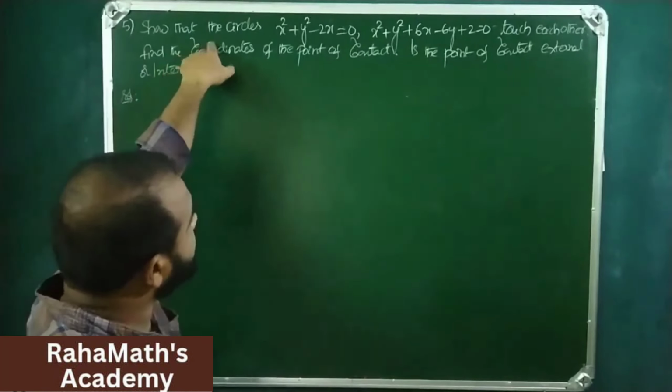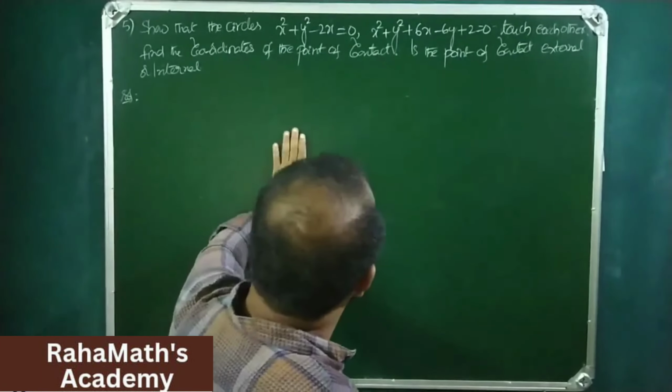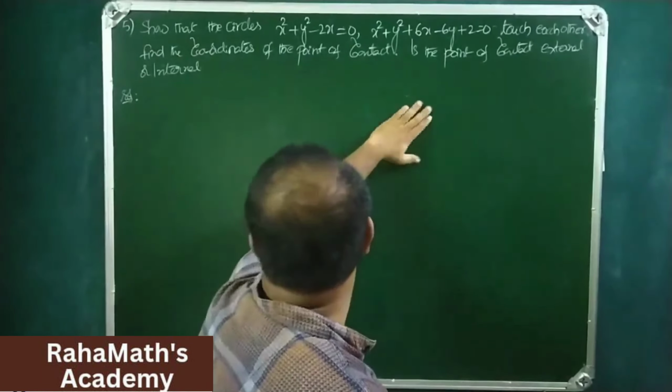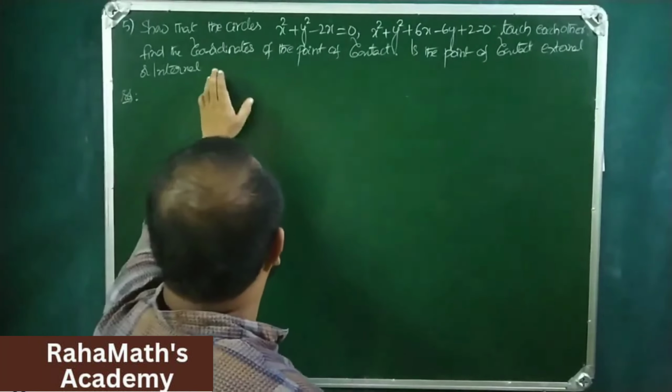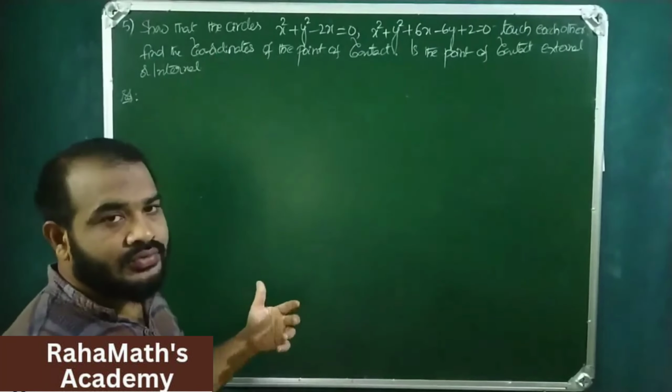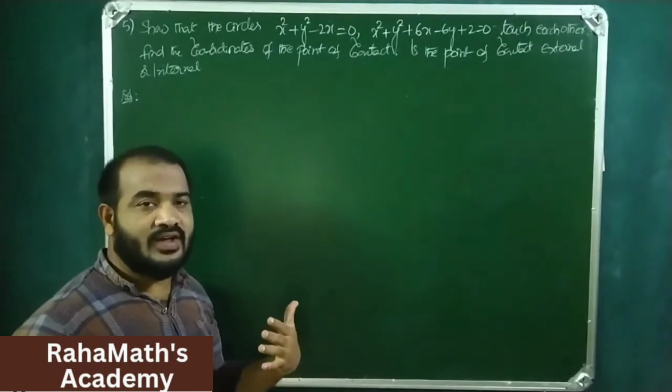Show that the circles touch each other. Find the coordinates of the point of contact. Is the point of contact external or internal? So, let us see whether C1C2 equals R1 plus R2 holds, or R1 minus R2.